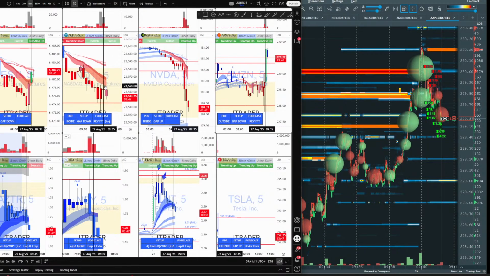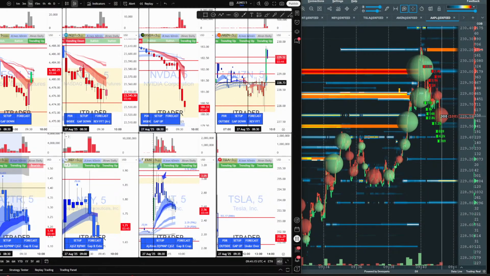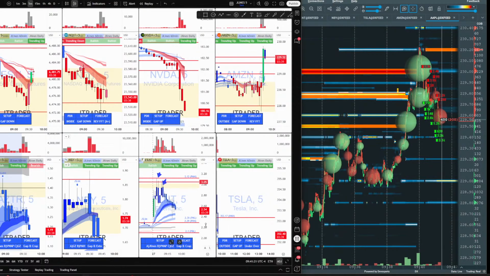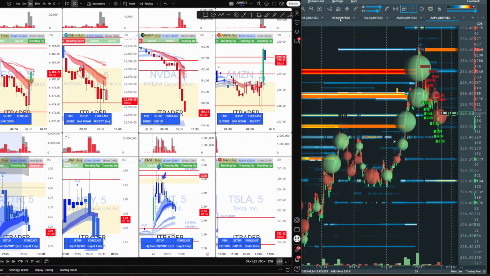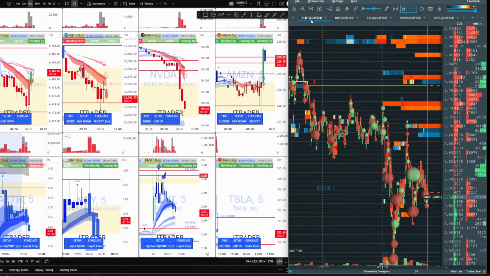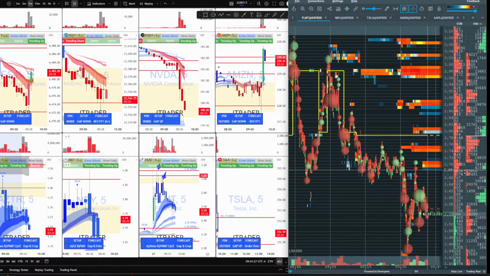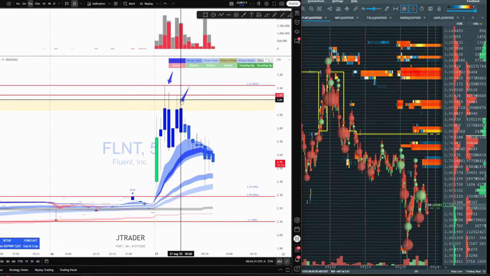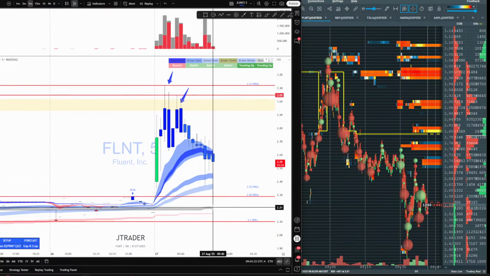NQ still in range. NVIDIA, beautiful JLine rejection. AMZN, we're still long. Let's go to our FLNT. So I know that a lot of you are short with us. We are short 3.02. Target is going to be this 2.20. Okay, so start watching for that.